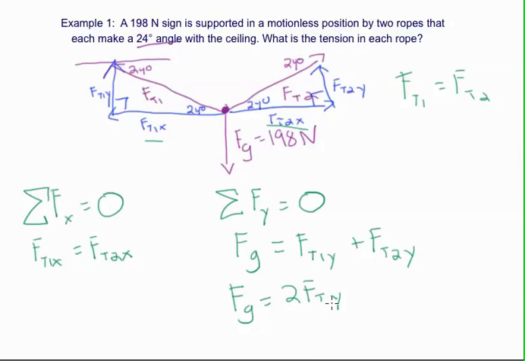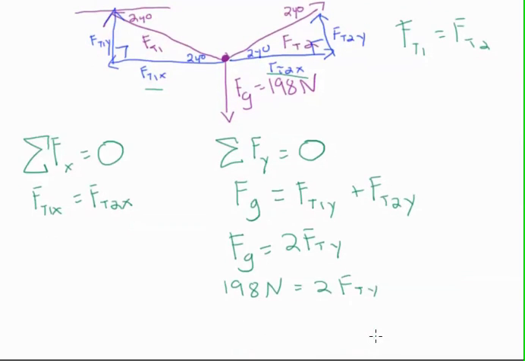And we know that FG is 198. So 198 equals 2FTY. And taking that a step further, we know that FTY is equal to 99 newtons. And all this is just from writing what we know and deciding if it's at equilibrium. Now that we have Y, we can plug it into our triangle and solve for our total tension force.